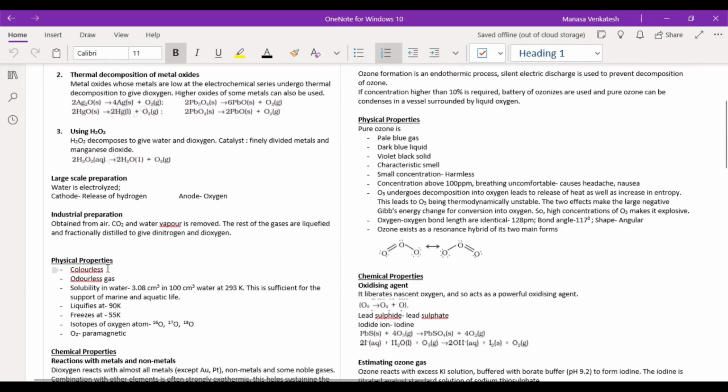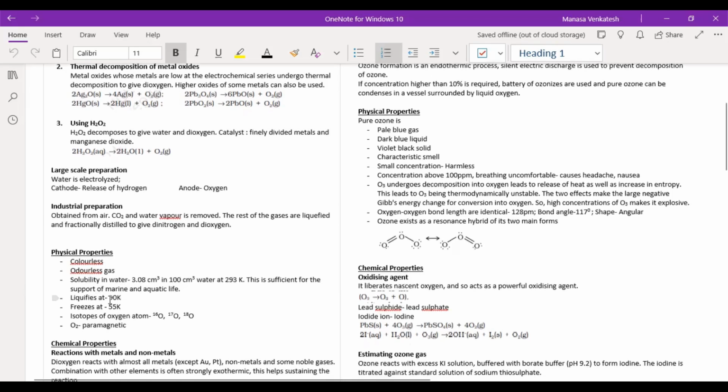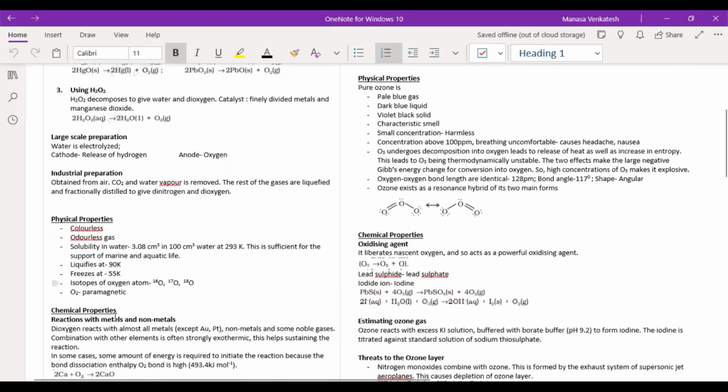If you remember, one of the methods to prepare dinitrogen was this one. So dioxygen is colorless, odorless, and soluble in water. And this solubility in water has made sure that there is life even in oceans and seas, that is marine or aquatic life. It liquefies at 90 Kelvin and freezes at 55 Kelvin. Oxygen's isotopes are 16, 17 and 18, whereas O2 is paramagnetic in nature.